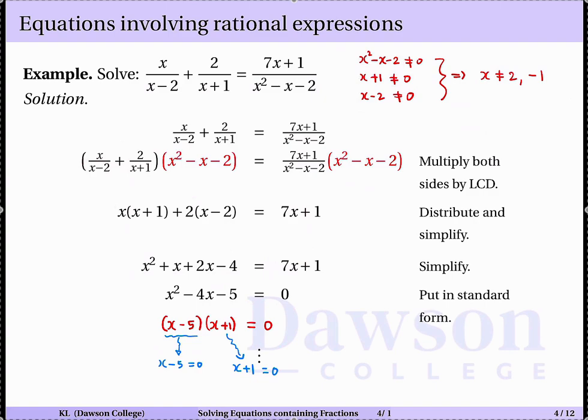Okay? So this expression here cannot happen, because if it happened, the denominator will be 0 for this expression here and this expression here, and we don't want that. So this one here cannot happen, but for the other one, this implies that x equals 5.